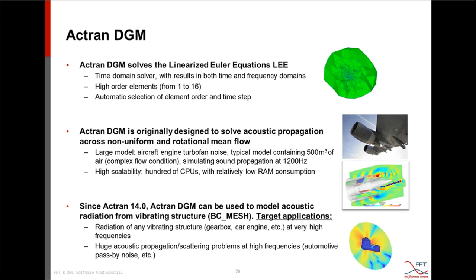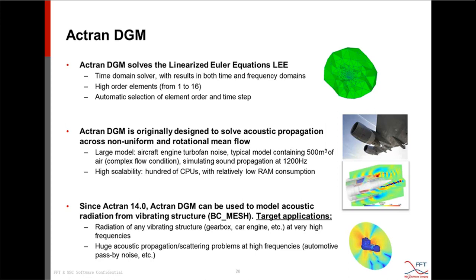Now, since Actran 14, Actran DGM has a new implementation in Actran. So we implemented the BC mesh method also in Actran DGM. So today, apart from solving aircraft engine acoustics in DGM, we can also solve problems like acoustic radiation from a vibrating structure. So same problem as we presented just now.